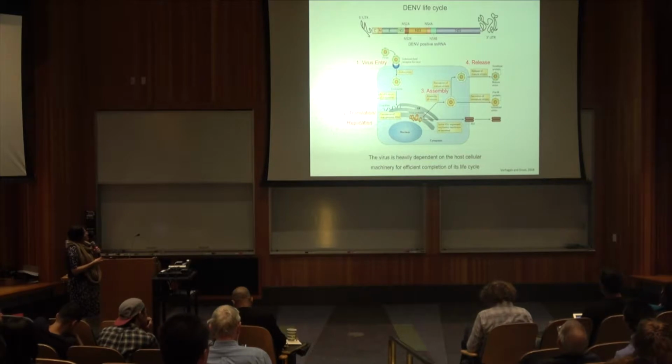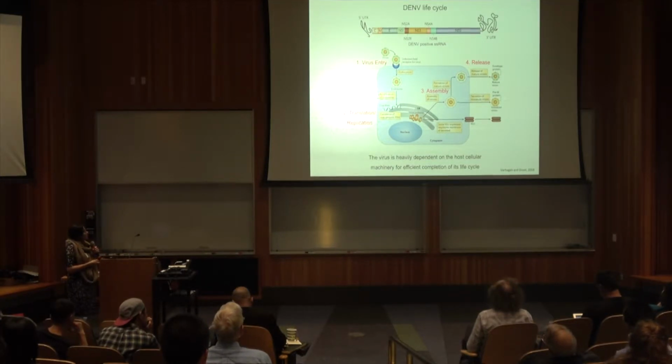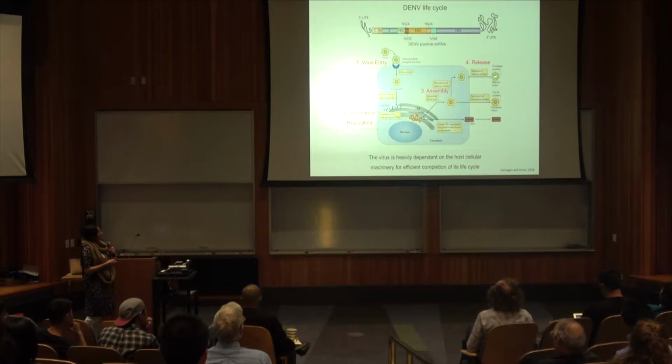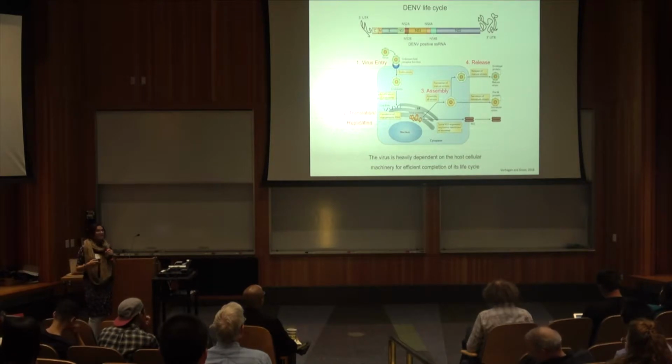Once the virus enters the cell, the viral genome is released into the cytoplasm, where it undergoes translation to make the viral proteins, and these viral proteins help in replication of the virus, and the newly synthesized copies of RNA are assembled into virions and released. To complete each of these steps efficiently, the virus is heavily dependent on the host cellular machinery.